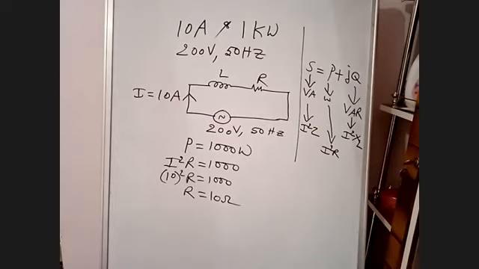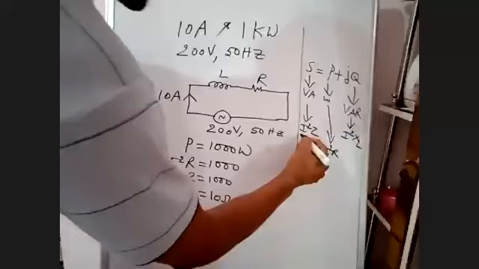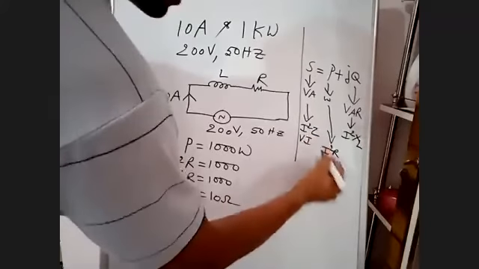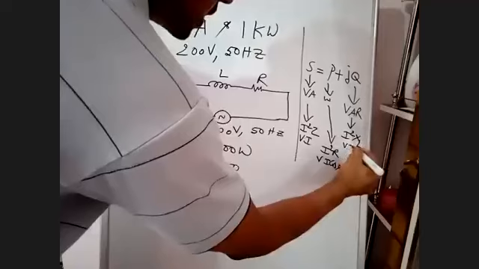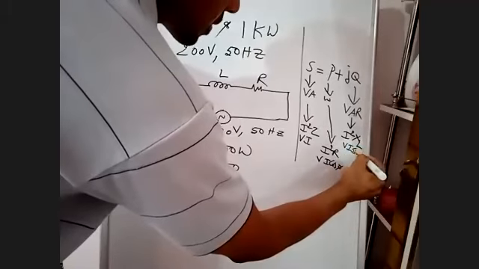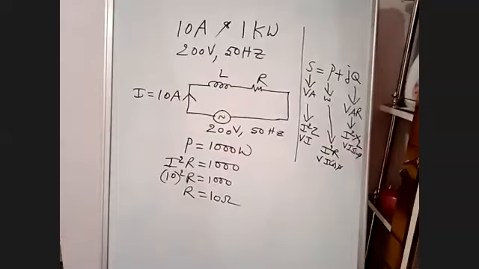S is equal to I square Z, or VI. P is VI cos phi. Q is VI sin phi. We can take any formula: I square Z or VI, I square R or VI cos phi. Both are one and the same. And Q is I square XL. So in the previous problem, have you determined P?